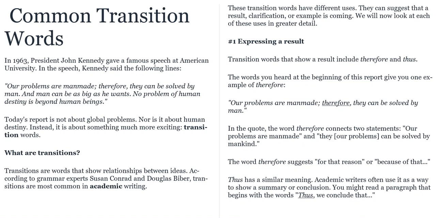In 1963, President John Kennedy gave a famous speech at American University. In the speech, Kennedy said the following lines: "Our problems are man-made, therefore they can be solved by man, and man can be as big as he wants. No problem of human destiny is beyond human beings."